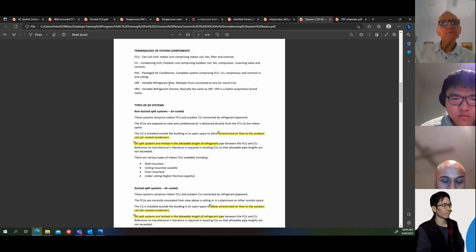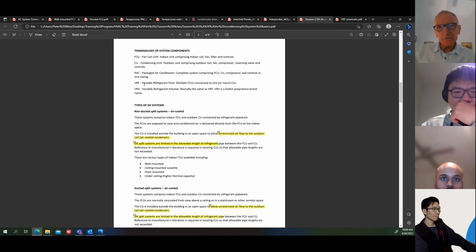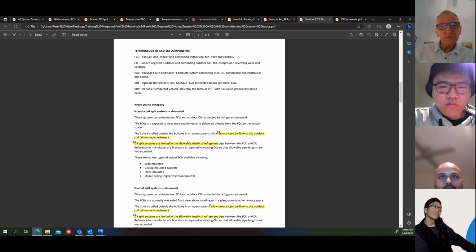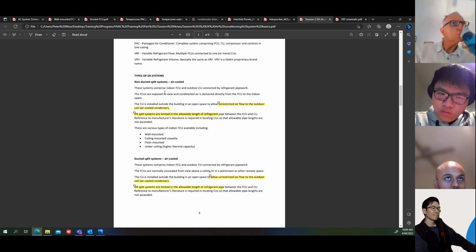VRF, variable refrigerant flow, multiple fan coil units connected to one or more condensing units. VRV is variable refrigerant volume, but it's the same as a VRF. VRV is a Daikin proprietary brand. I think Daikin might have been the inventors of this system originally. I couldn't be sure of that, but I'm pretty sure Daikin came up with VRV, and then the other competitors followed and they called it VRF to be different because they couldn't call it VRV because Daikin obviously had a patent on that brand.